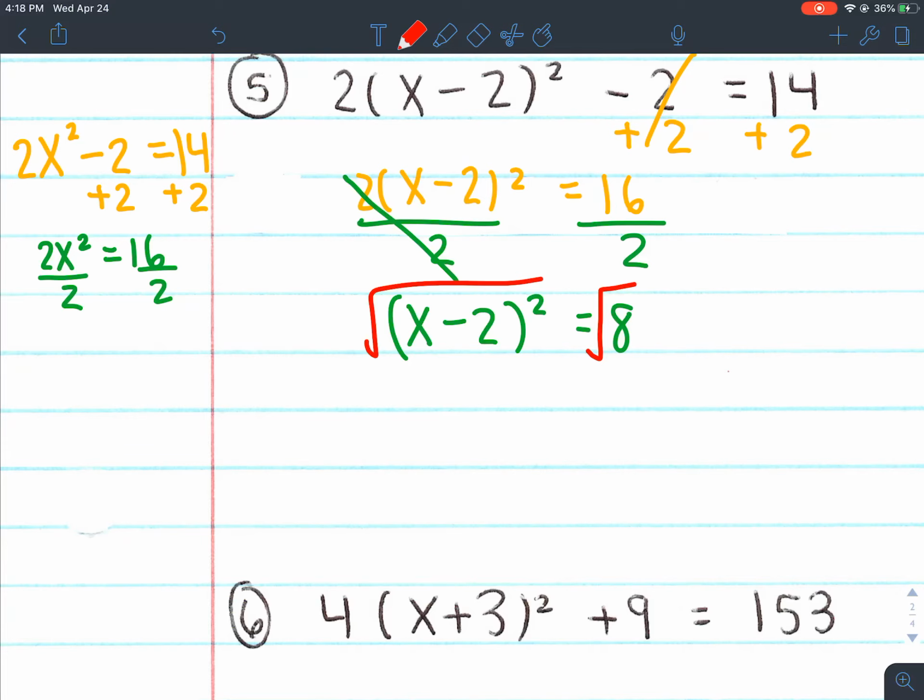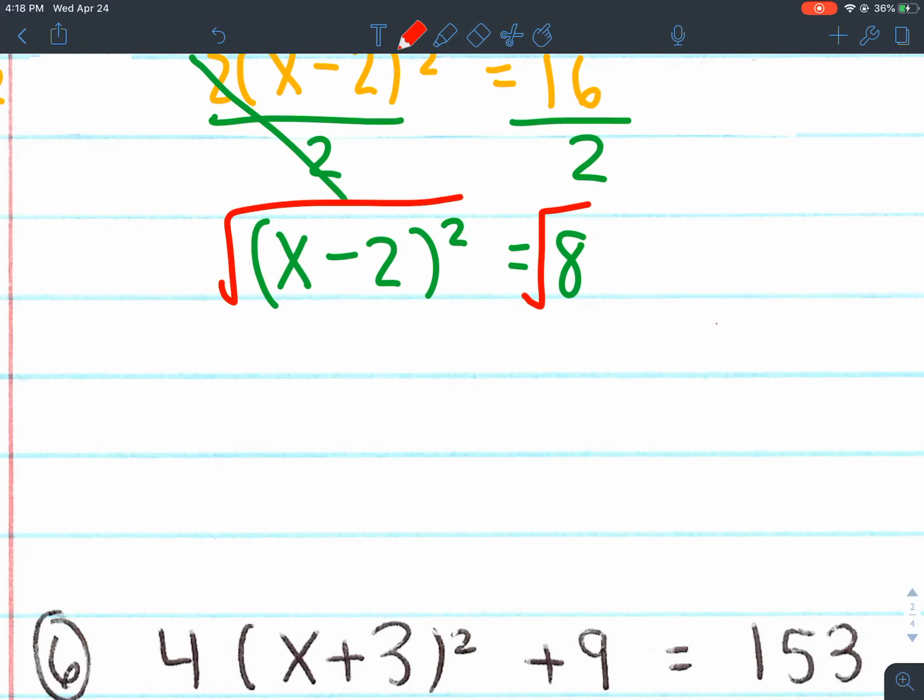Now you can't square root until you have that thing squared by itself. So you want the something squared by itself before you do any type of square rooting. All right. The square root and the square cancel each other out, so all I have left is x minus 2. And this will equal, again, when we square root, we always have 2 solutions. So this will be plus or minus 8. Okay?